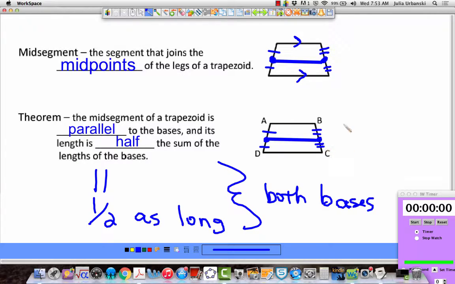All right, so name for me three parallel lines right here. Oh, wait, let me call this EF. Name for me three parallel lines. AB is parallel to DC, which is also parallel to EF. Okay, whenever you have a midsegment, it is parallel also to those two bases.